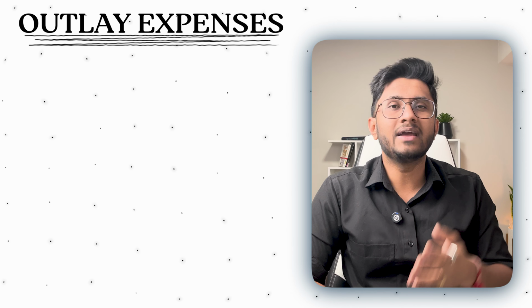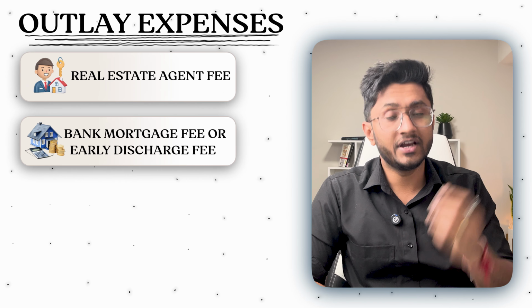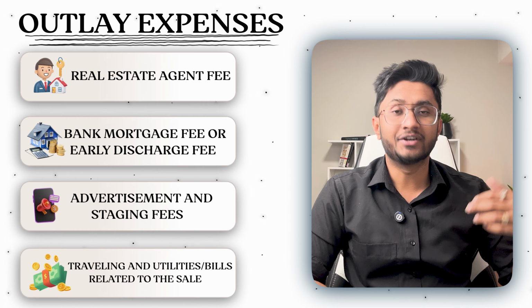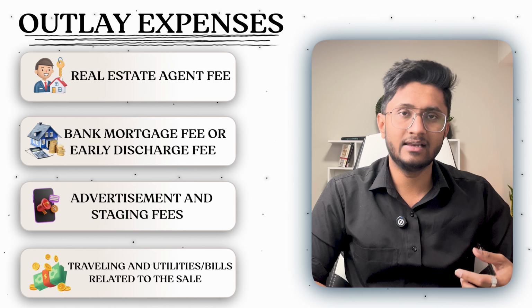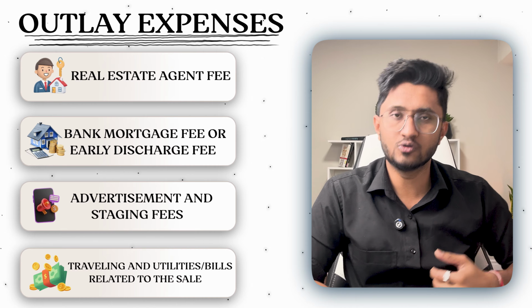Outlay expenses, basically these are the expenses you pay to sell your house, like real estate agent fee, bank mortgage fee or early discharge fee, advertisement cost, staging fees, the traveling related to the real estate sale, and the utilities and the bills you pay while you're trying to sell the house. These all are the expenses that reduce your capital gain.